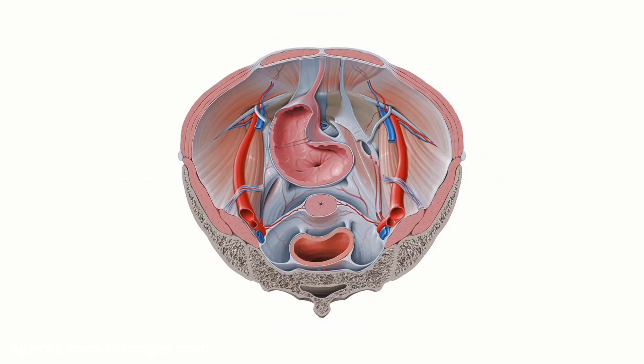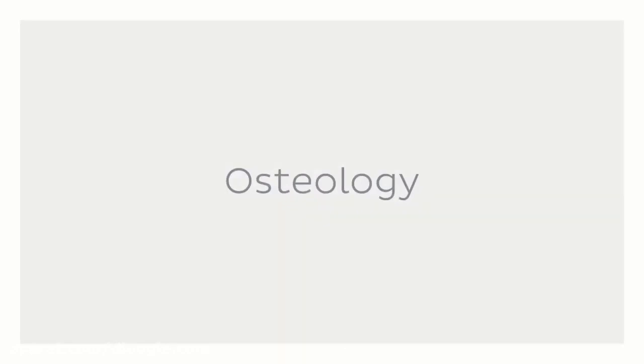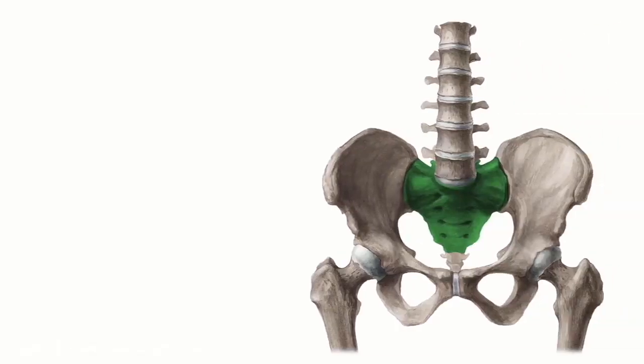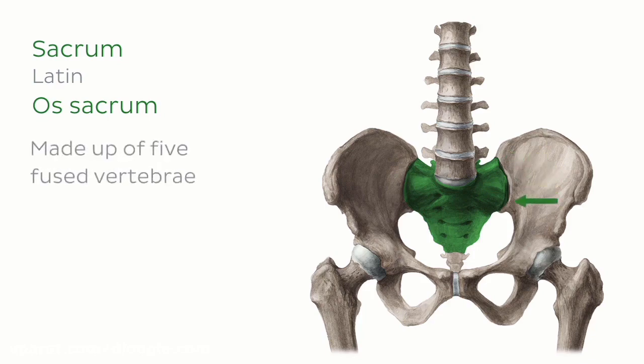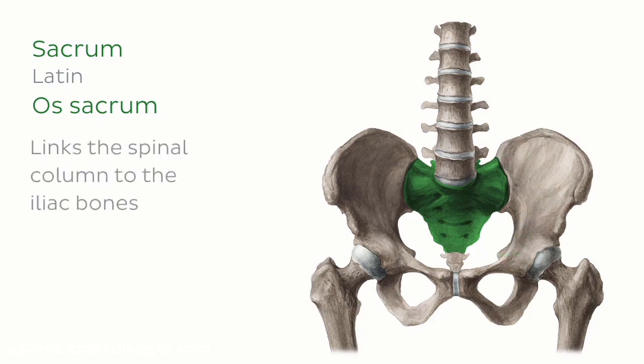As mentioned before, we're going to start with the osteology of the pelvis, and this will allow us to build the anatomical structures onto this and give us a better appreciation of the view and the pelvis as a whole. So the first osteological component that we're going to be looking at is the sacrum. Here we can see the sacrum from the anterior view of the pelvis, and as you can see, it is an irregularly shaped bone. And although it looks like a single bone, the sacrum is actually made up of 5 fused vertebrae and links the spinal column to the iliac bones of the pelvis.